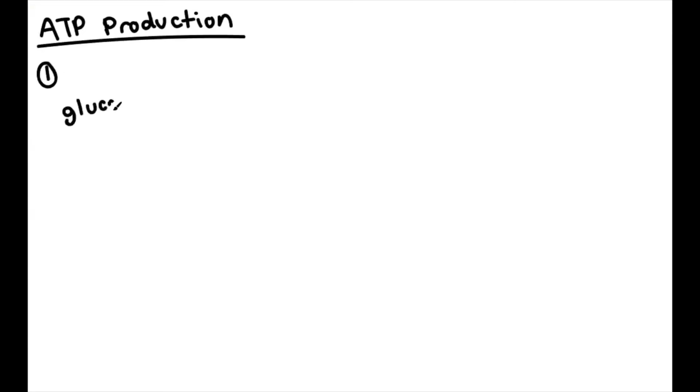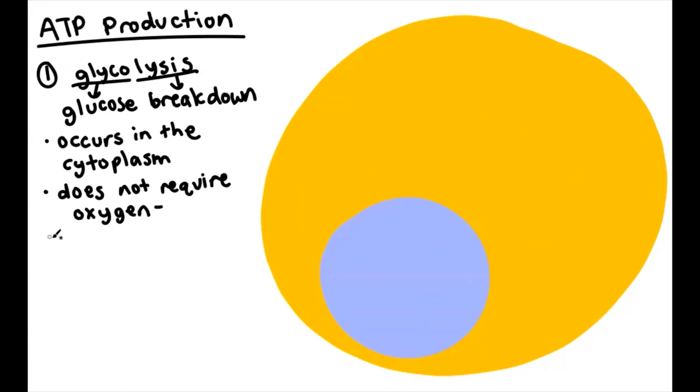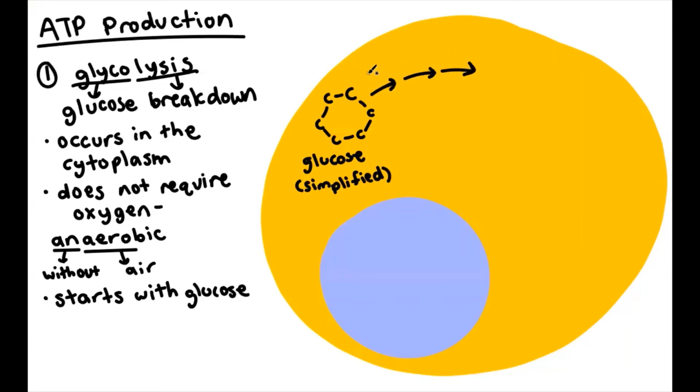The first involves the breakdown of glucose and is called glycolysis. It takes place in the cytoplasm. It also does not require oxygen, which makes it an example of anaerobic metabolism, with anaerobic literally meaning without air. As would be expected, the input is glucose, which I've drawn a simplified version of here. To start the process of glycolysis, ATP actually needs to be used first, with 2 reactions requiring 1 ATP each.